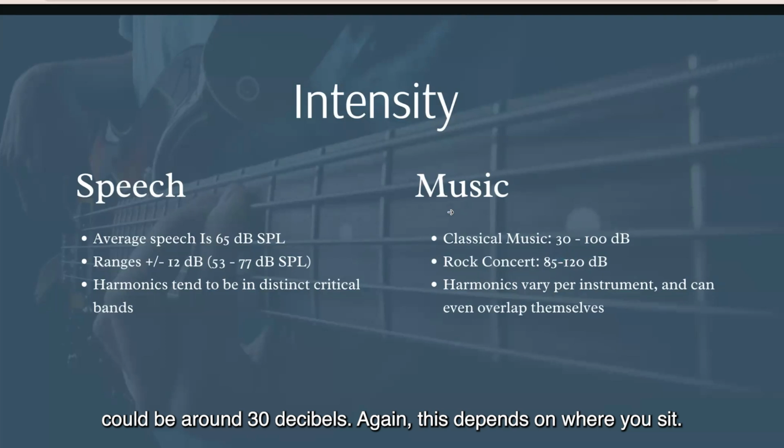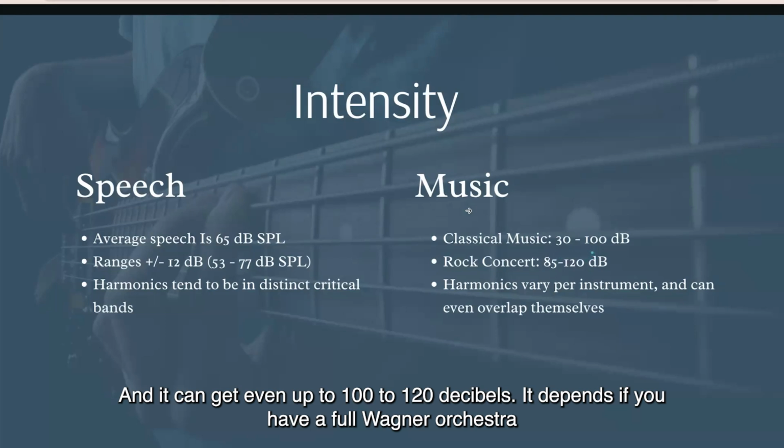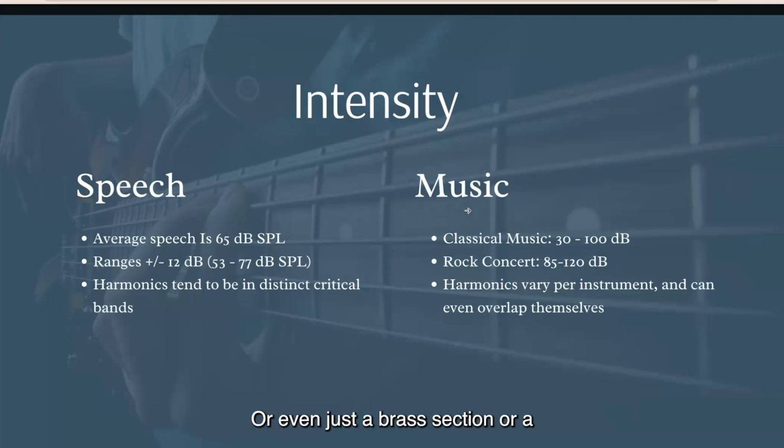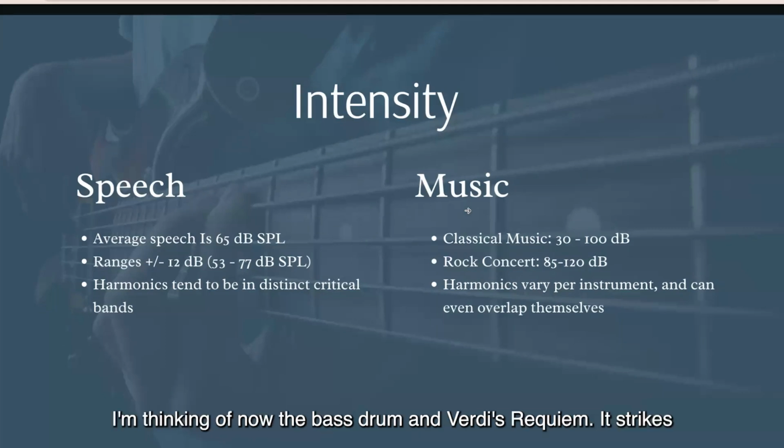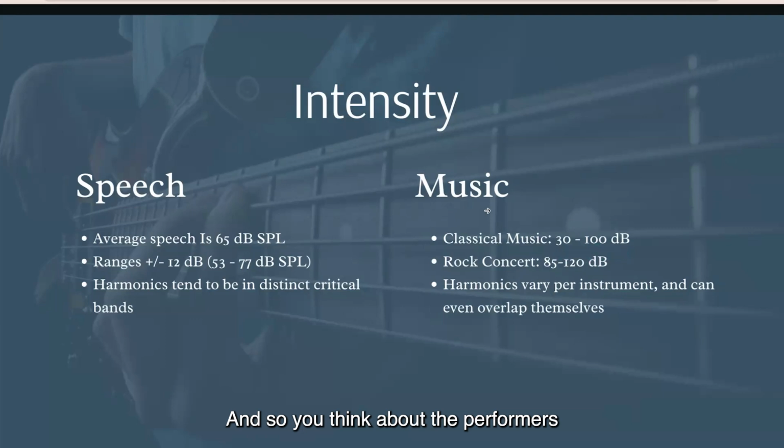Again, this depends on where you sit in the audience, or how far away you are from it. And it can get even up to 100 to 120 decibels. It depends if you have a full Wagner orchestra, or even just a brass section. Or I'm thinking of now the bass drum in Verdi's Requiem. There's a lot of dynamic range in classical music.